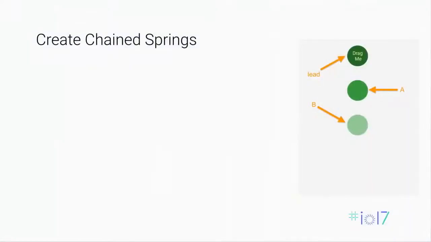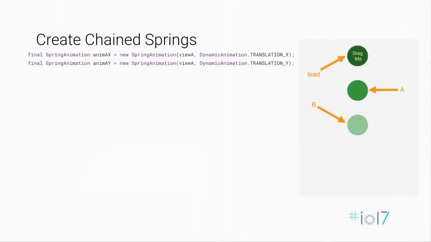Now let's take a look at how we can achieve this. Let's name these 3 views lead, A, and B for easier reference. So our goal is to have A follow the lead as lead is being dragged around, and B follow A. And we're going to achieve this by using spring animations. Let's first take a look at how we can have A follow the lead.